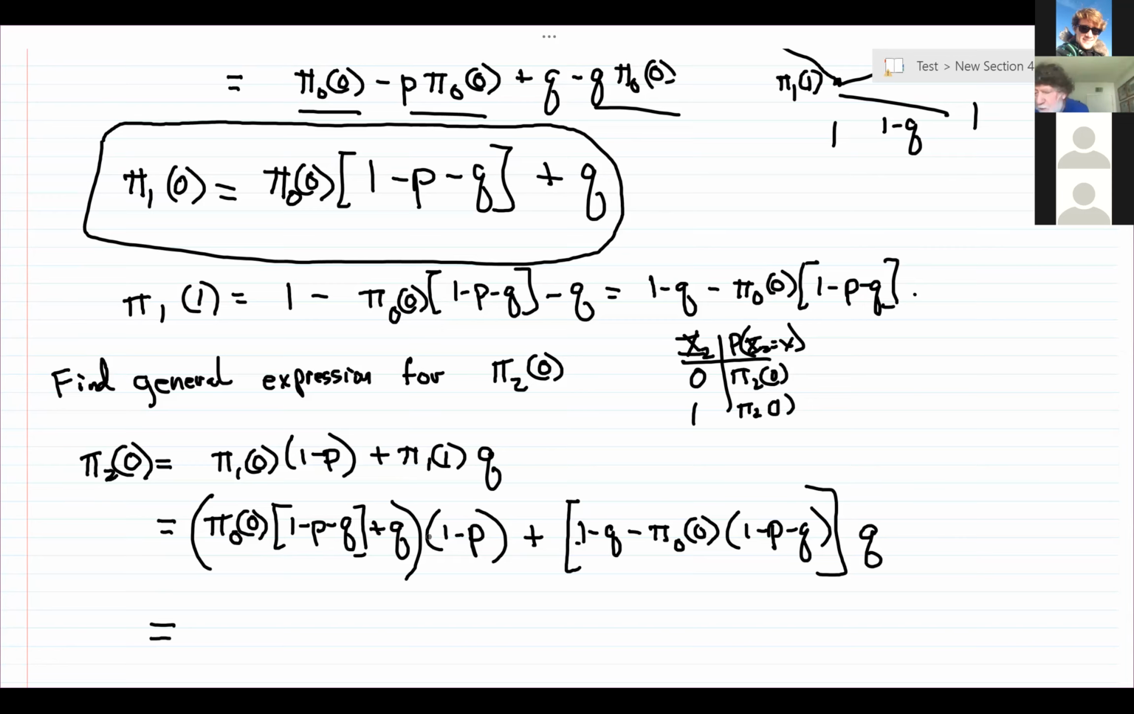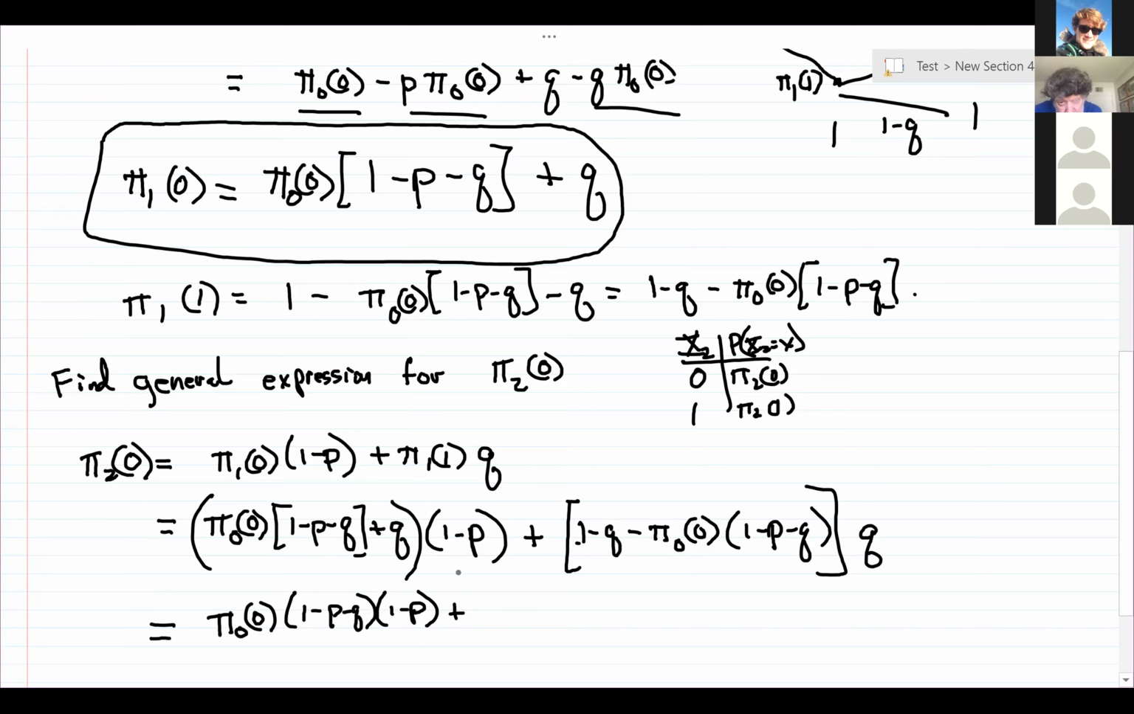Yeah, let's just play with the terms that have pi 0, 0. So where would that come? It looks like in this one I'd have pi 0, 0, 1 minus p minus q. And if I just multiply this by that, I'll have what? 1 minus p.